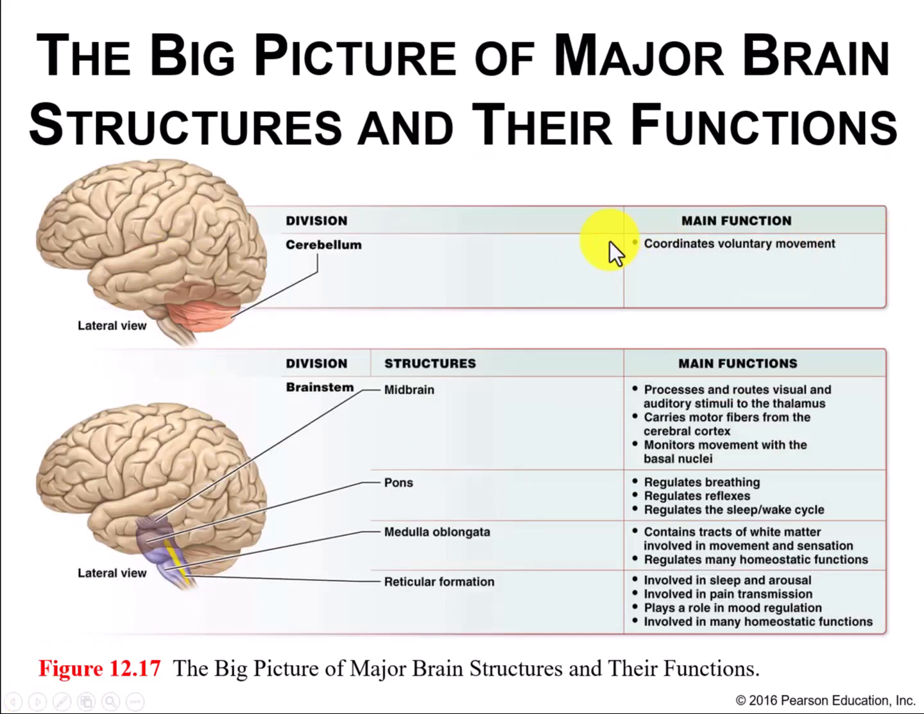Then our cerebellum, not much to this guy. It just coordinates the voluntary movement and fine-tunes it. And then all the things regulated by our brainstem. These are the midbrain, main functions, pons, and the medulla oblongata. So make sure you get at least these into those possible exam questions that you have for Chapter 12.